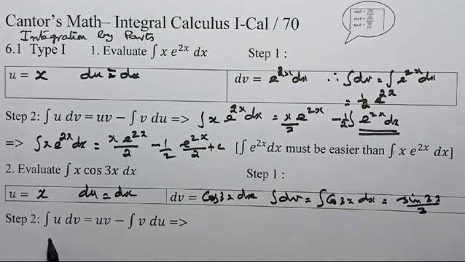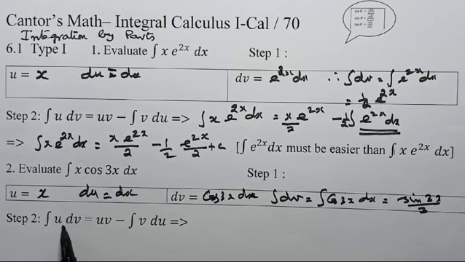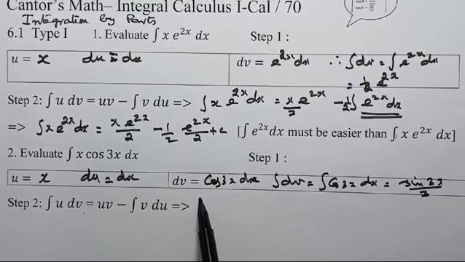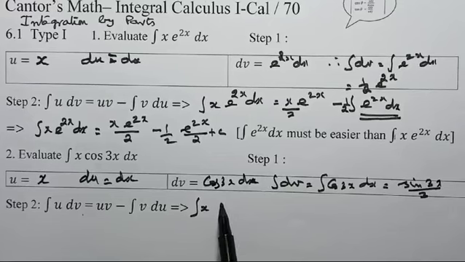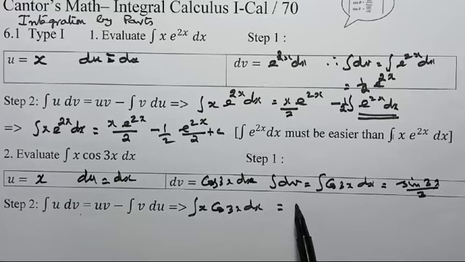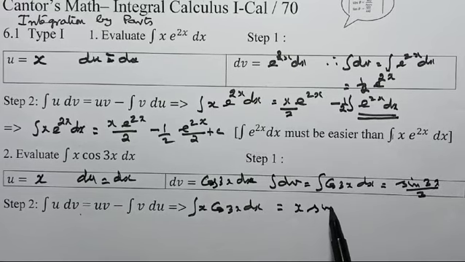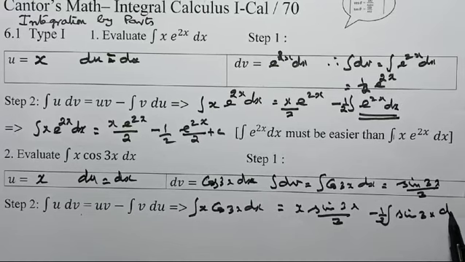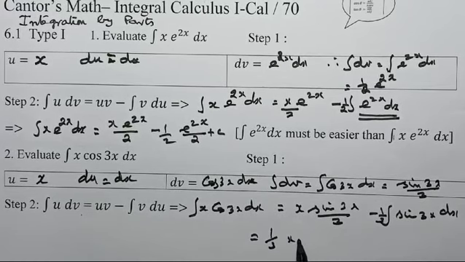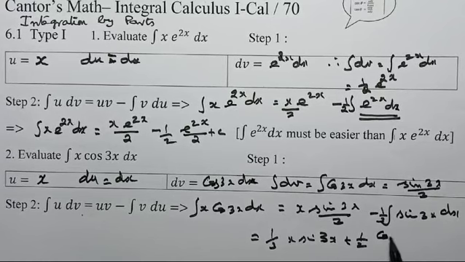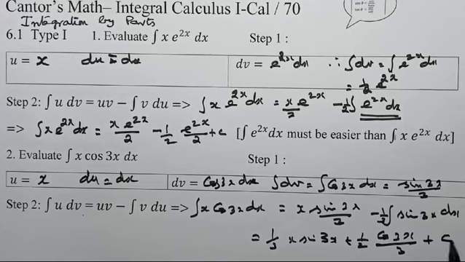Now apply the formula. Integration by parts: integral u dv equals uv minus integral v du. Here u is x and dv is cos 3x dx. The left hand side, the given problem, equals uv, that is x times v, where v is sin 3x by 3, minus integral of v du, that is 1/3 sin 3x dx. Very simple. That is 1/3 x sin 3x. Now you integrate this: integral of sin 3x becomes minus cos 3x by 3. So the result is 1/3 x sin 3x plus cos 3x by 9 plus c. That's all.